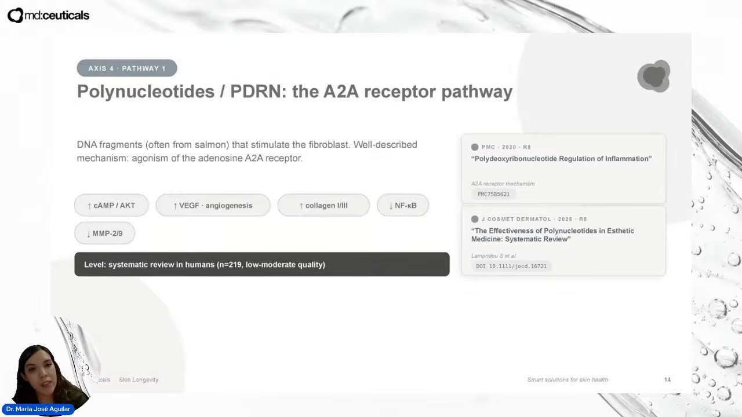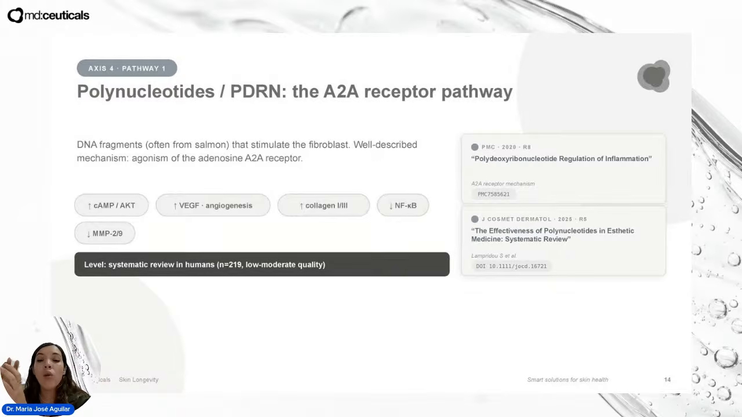On the other hand, PDRN is a more aggressive inductor of the A2A receptor. So in these cases, for older patients, over 30, 35, those patients that need to increase angiogenesis more, the ones that have more damage in the DNA that we need to fix, that need increased collagen production, but also need these proteins to be well adapted or well designed, we need to increase the use of PDRN.